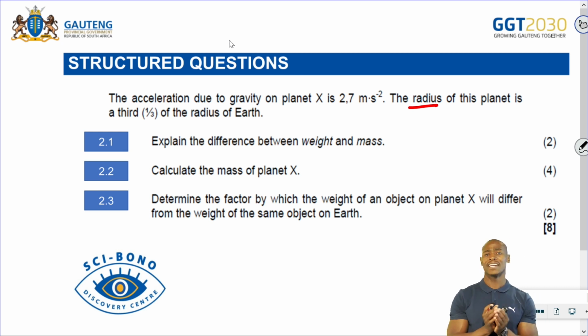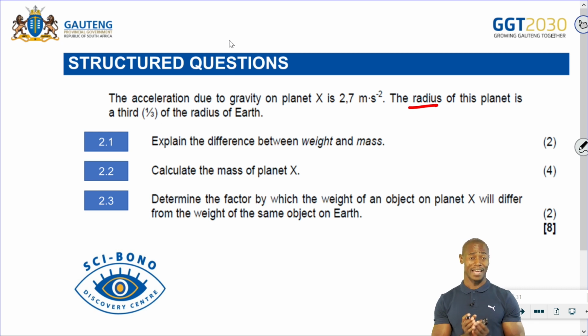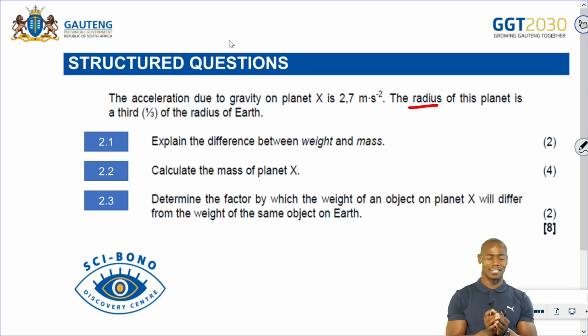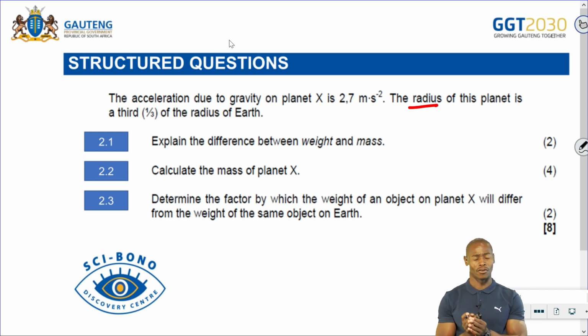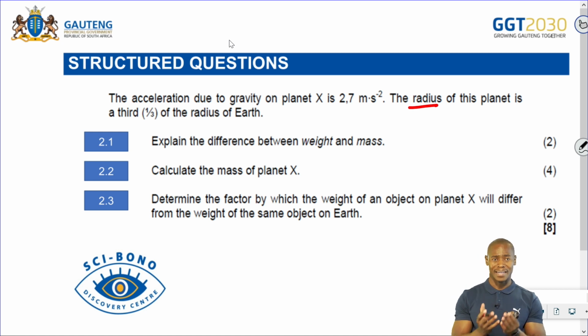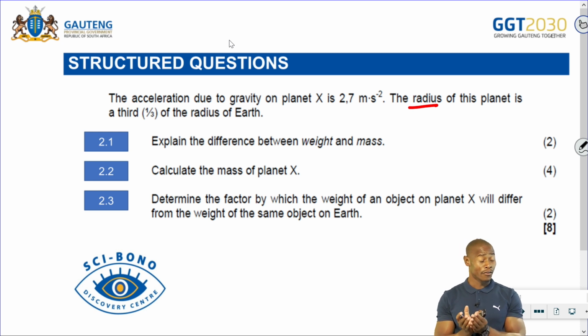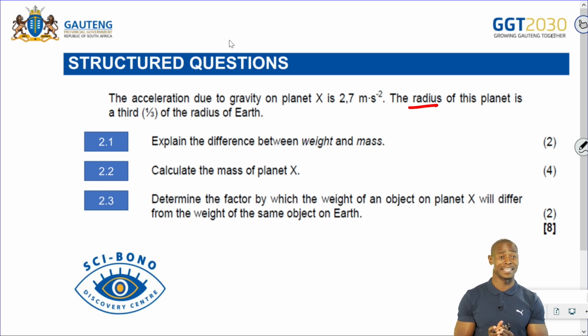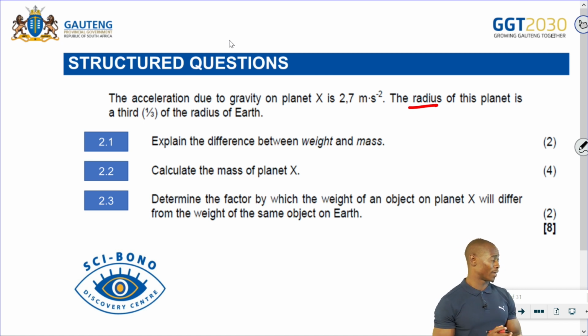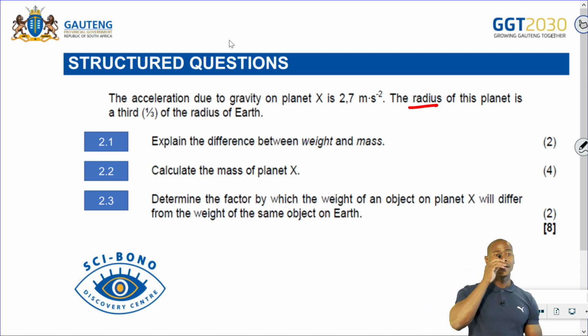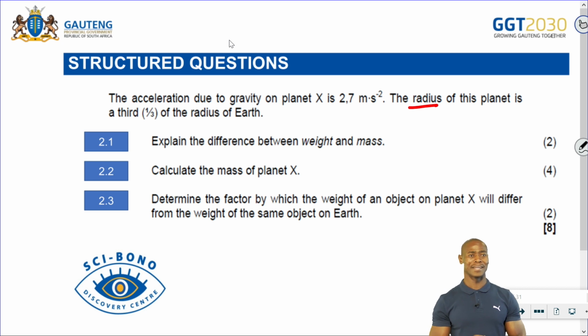The radius of this planet is a third of the radius of the Earth. We know the radius of the Earth from the data sheet, or the table of constants. So if we know the radius of the Earth, then we can get the radius of this planet, which is planet X.